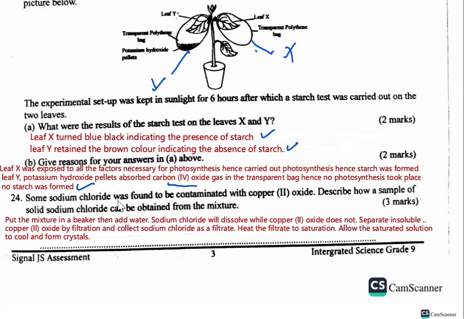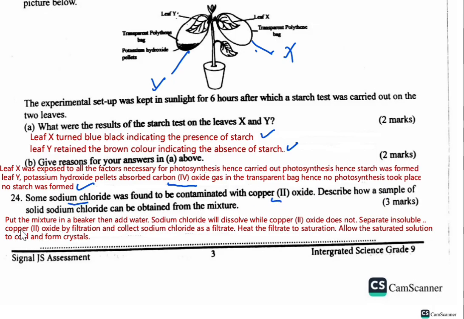Some sodium chloride was found to be contaminated with copper 2 oxide. Describe how a sample of solid sodium chloride can be obtained from the mixture. 3 marks. Here you have 2 elements. So this is a compound, sodium chloride. Then you have copper 2 oxide. So you're going to separate this mixture.